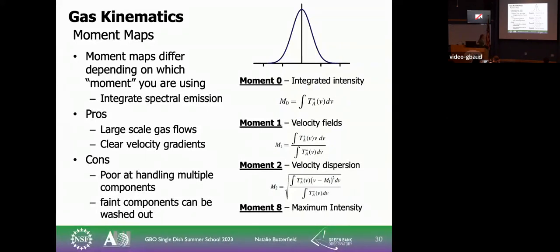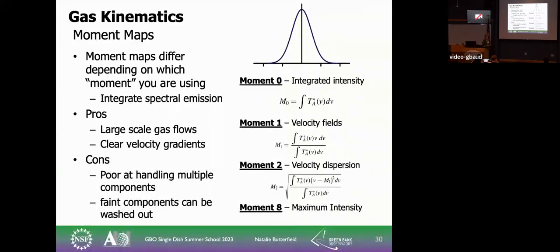Now the cons: it can be pretty poor at handling multiple components. For example, with the velocity dispersion, if you have multiple components in there, you can have confusion where it adds in those spectral lines. Say you have a component here, then maybe a component here, and it's trying to fit across your wide range there. And then if you have really faint components, they can tend to be washed out.